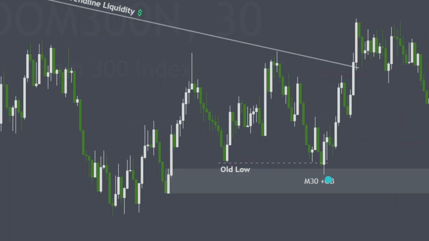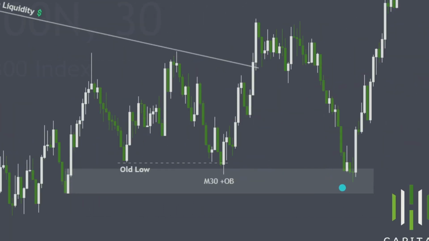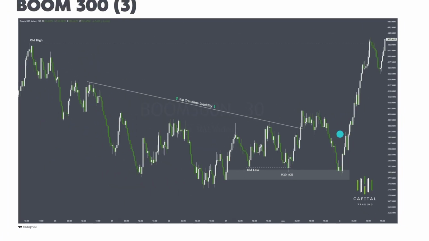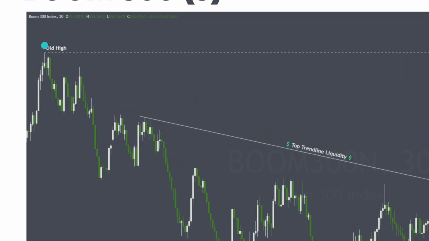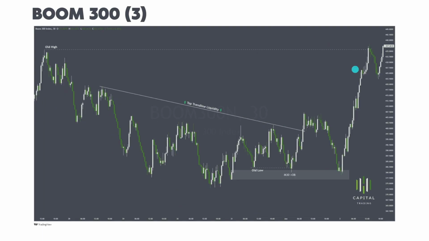We had price drop into the order block, right? Then first, second time, and went straight up into our top trend line liquidity, target 1, and then into our old high, target 2. So that was sweet to watch. So that's how you could have traded Boom 300.